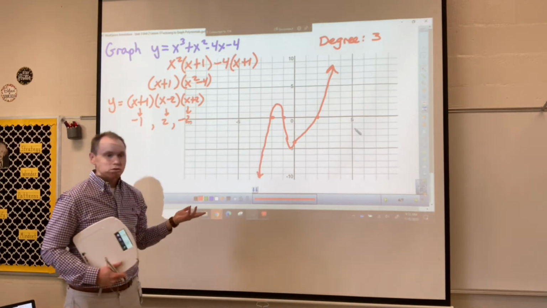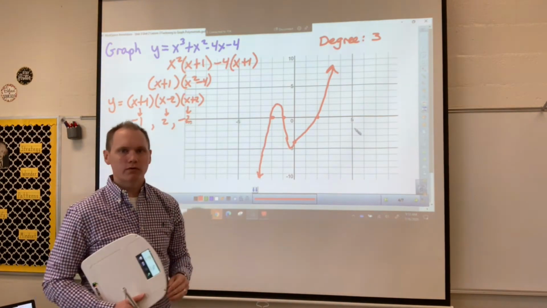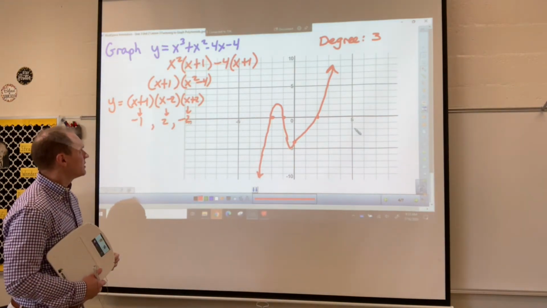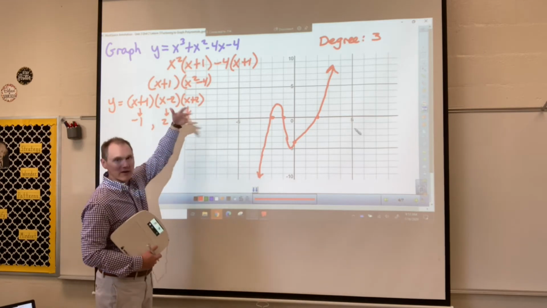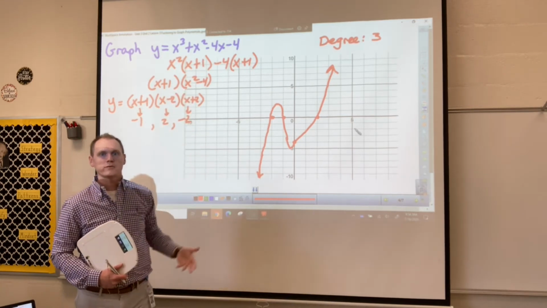So we can draw a pretty good sketch of this just by taking what we know from standard form and what we know from factored form. So that's kind of the idea here, is that we can use these factoring techniques that we've learned to help us find out more about the graph of these.